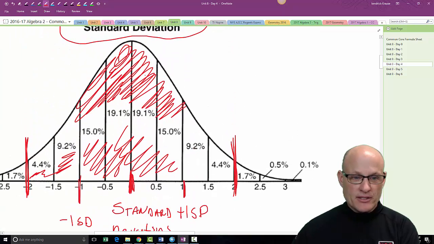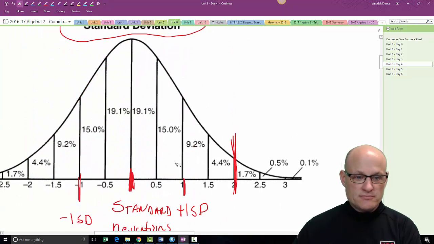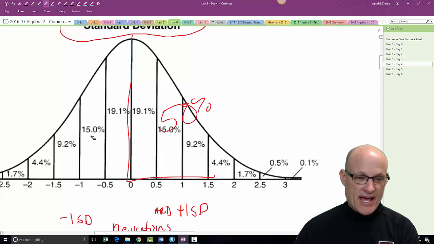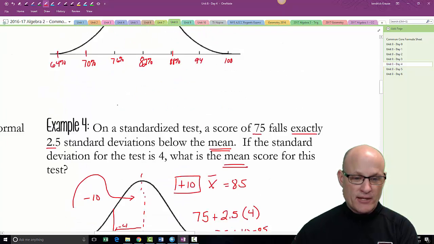I didn't ever add that up, but if I just add all this stuff up on the right, I get 50% over here. And then I add one standard deviation. Remember, each of these is a half. So if I add one standard deviation, I'm adding these two together, which is 34.1%.